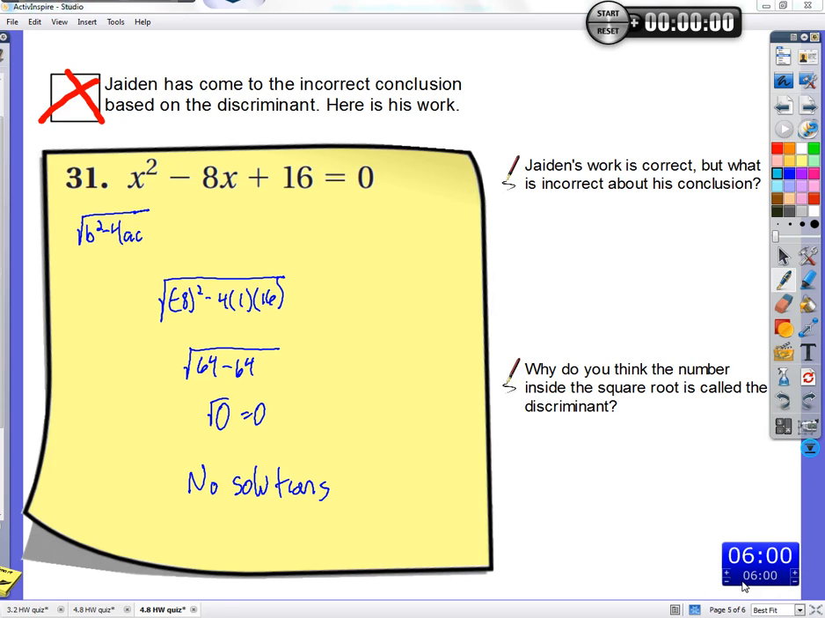All right, what do we say about that? Got a 0 in the square root. So the discriminant is 0. It's not the square root of 0. It's 0. It's the number inside the square root. So, Jaden says that means there's no solutions. He's got a 0 on there. Does that make sense? Well, 0 is a solution, so he has one solution, not no solutions. 0 is the solution? Yes. 0 is the solution.